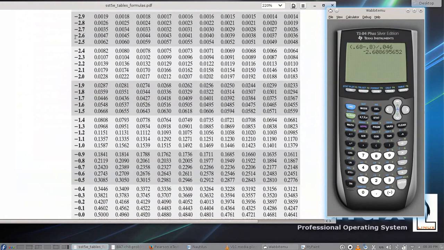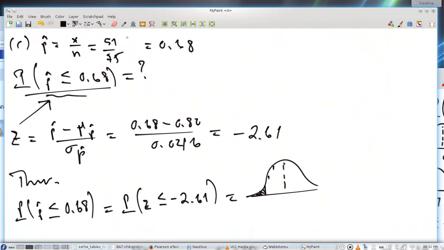So here, negative 2.61. This is the first column, here is the 0, and the second column is the 0.01 to be exact. So here you have a negative 2.61, which is 0.0045. That is the answer. Very, very small, less than 0.5%.